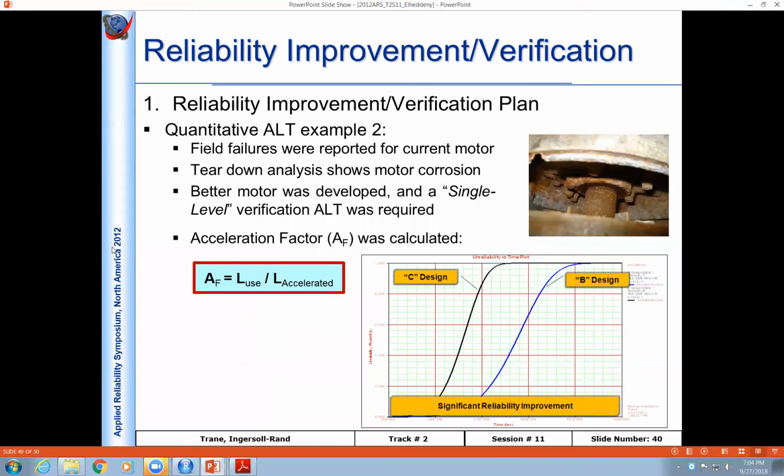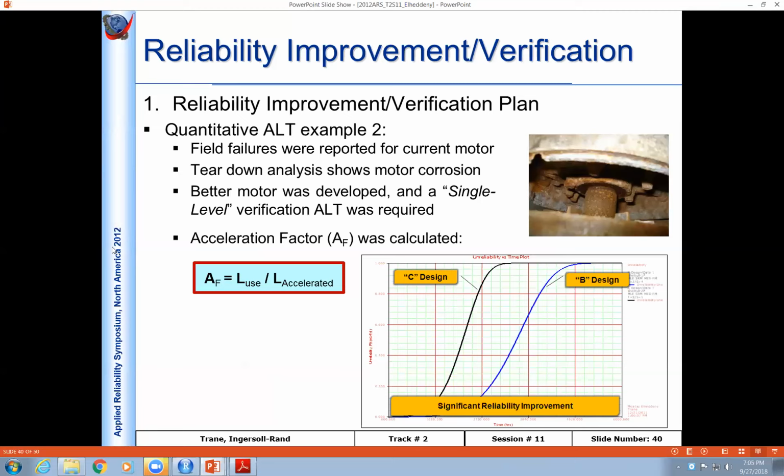Another example is really a comparative testing. It was more of a qualitative B versus C, or supplier A versus supplier B, but we managed to figure out a way to actually do a prediction with it as well. So basically we were having field failures. We didn't know why. We just get motors being replaced in the field all the time. So the first thing we do is, let's bring those motors back and understand why they're failing. We found corrosion, rust, and so on and so forth. Let's start thinking about a new design, and let's test it.